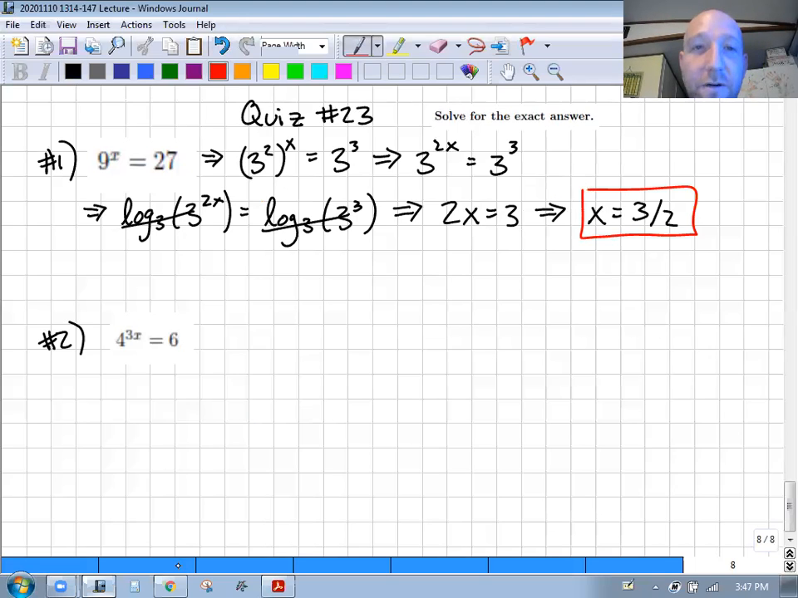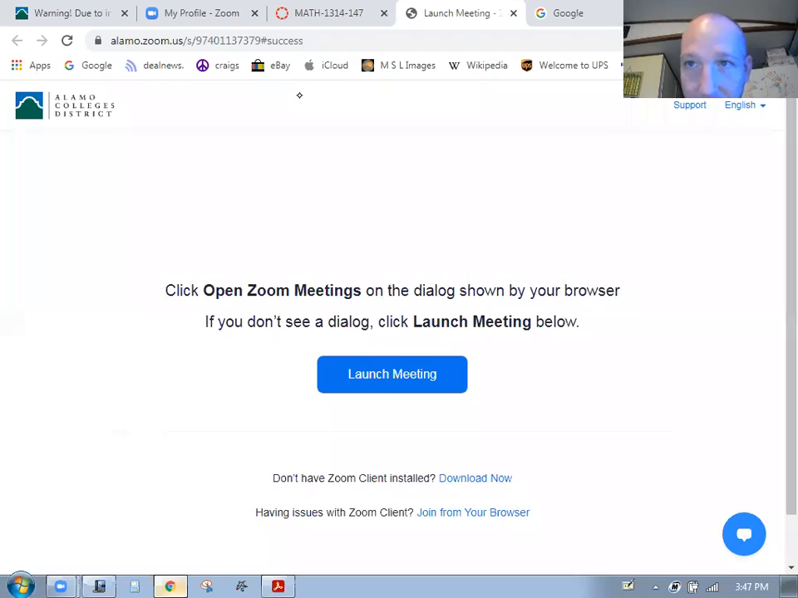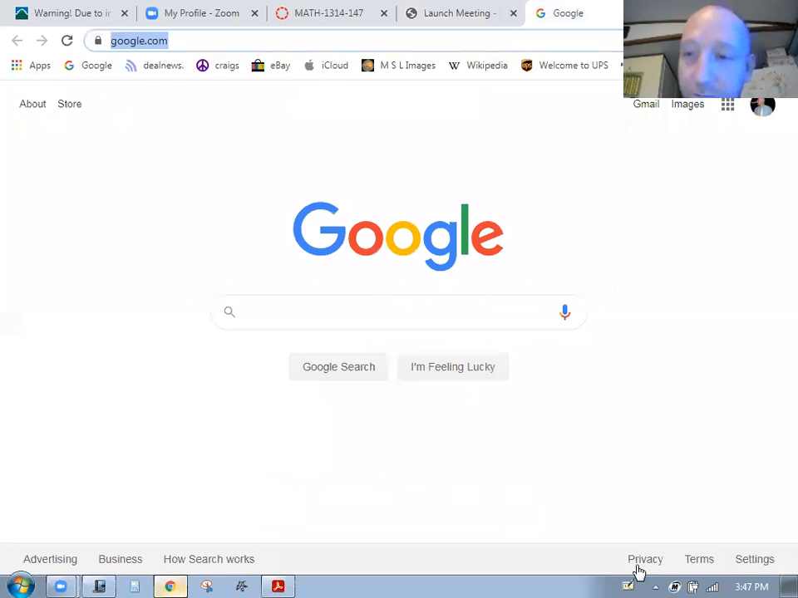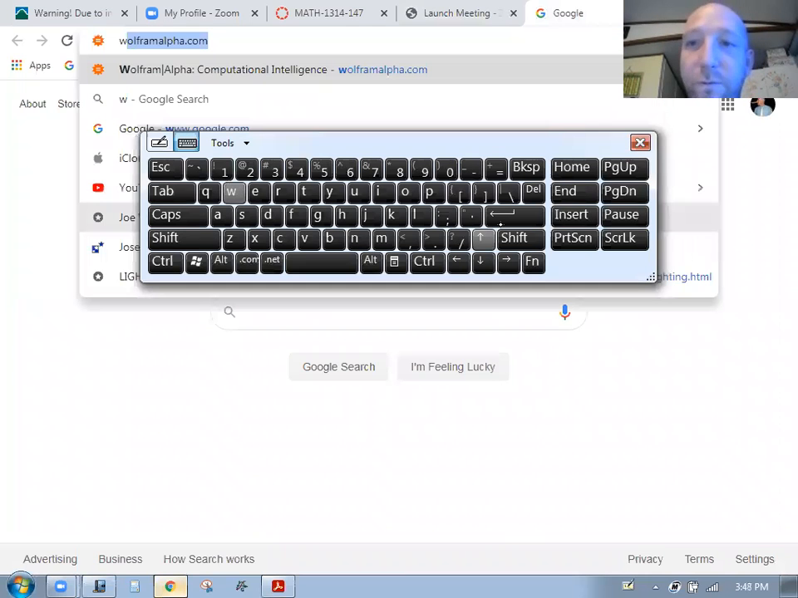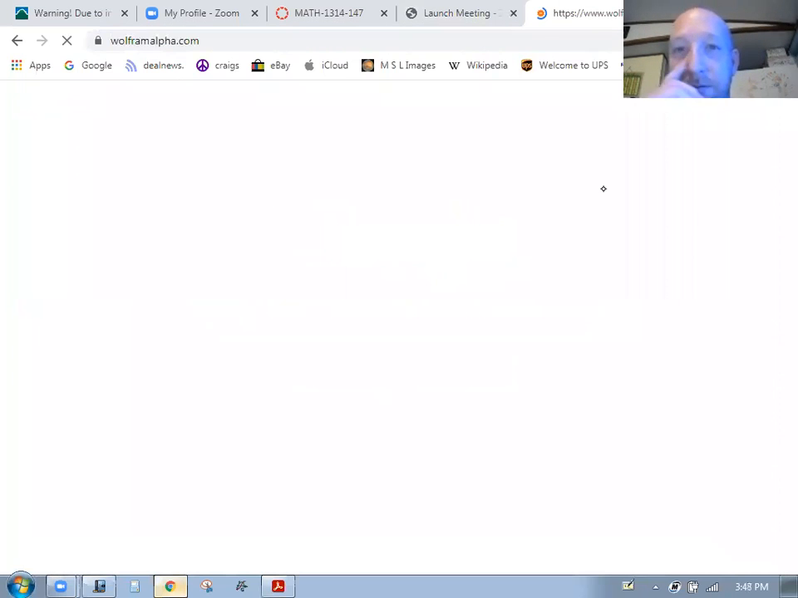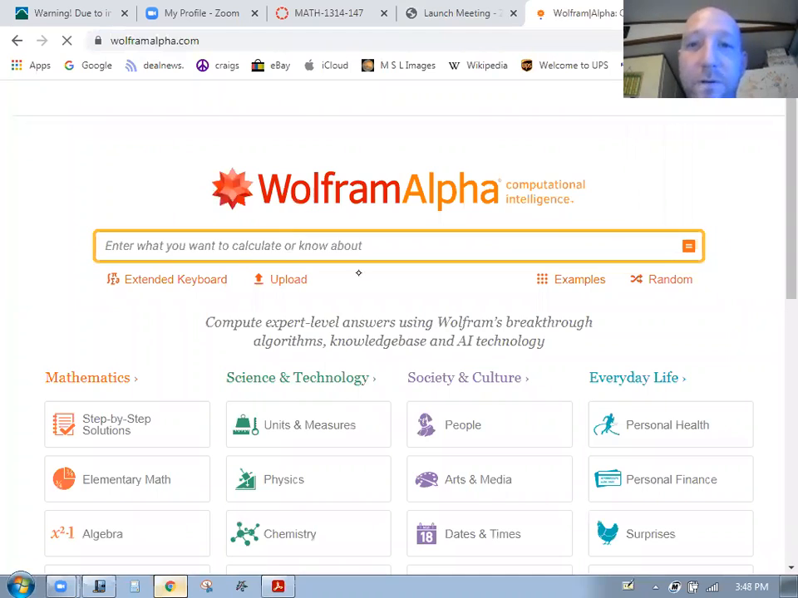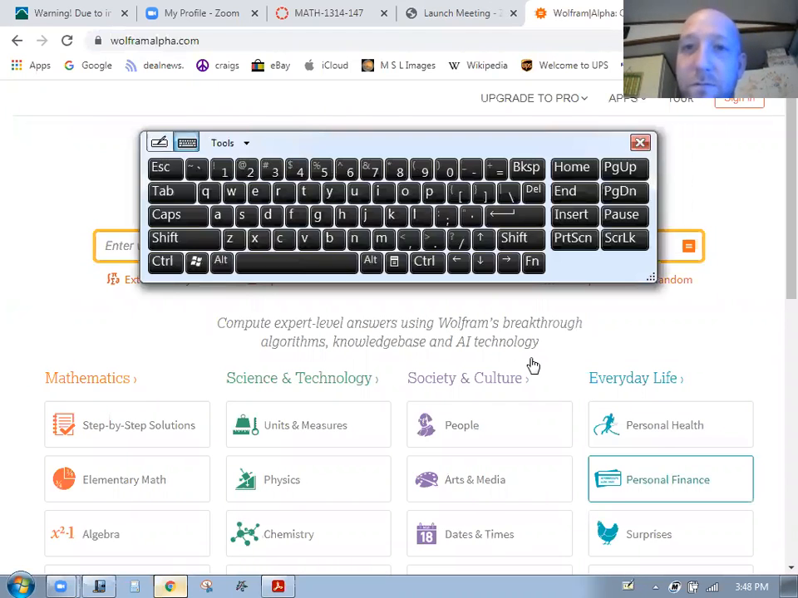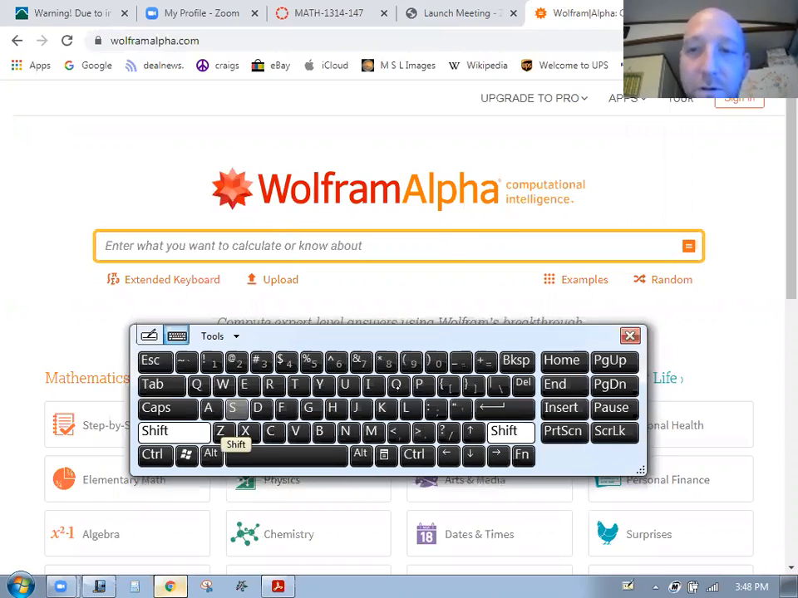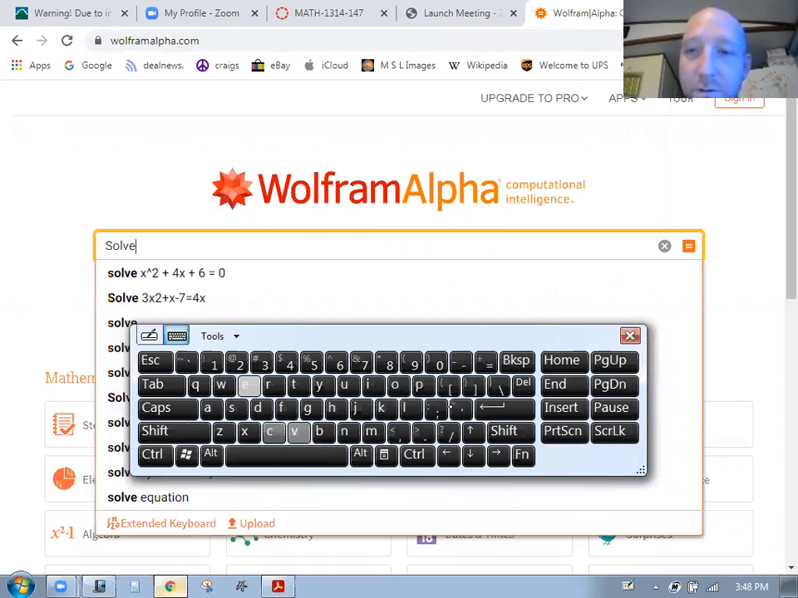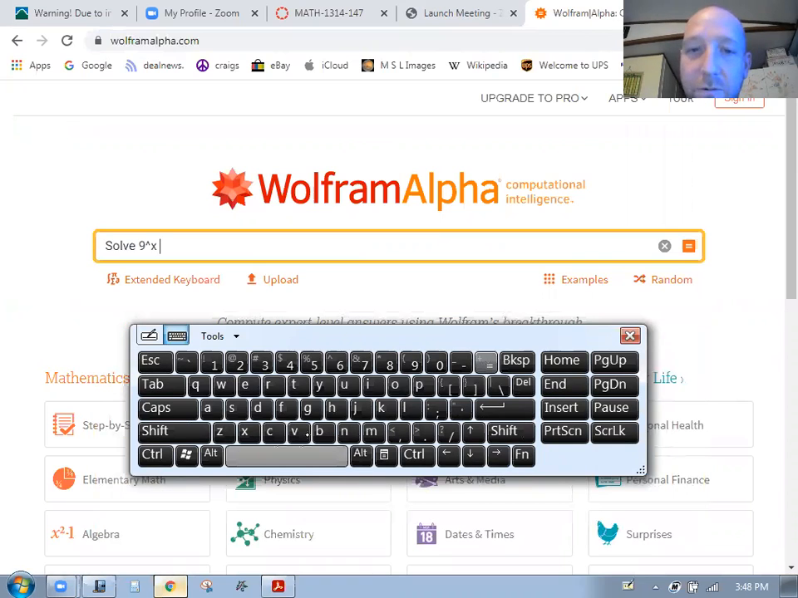Of course, we can check our work by going to Wolfram Alpha. And just type in here, solve 9 to the x equals 27. I think I have to put a comma here, comma, for x.